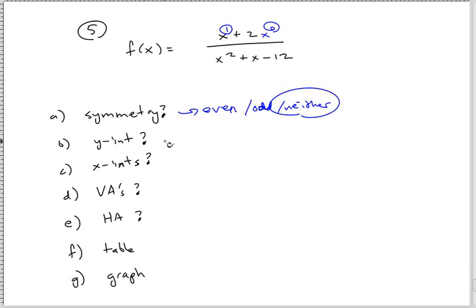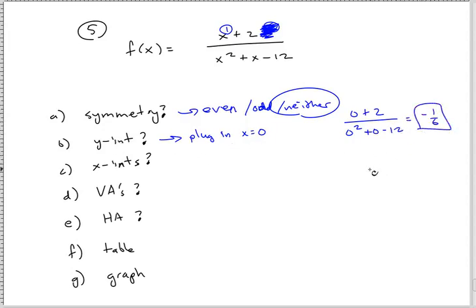Okay. Y-intercept, what do you do here? What you want to do is plug in x equals 0. So you're plugging in 0, and you want to see what you're going to get. This is going to confuse me, so just get rid of that thing, because that's not really part of the problem. So here we go, 0 plus the 2, 0 squared plus 0 minus the 12. And so I got negative 1/6. And that's my answer. I just plugged in a 0.